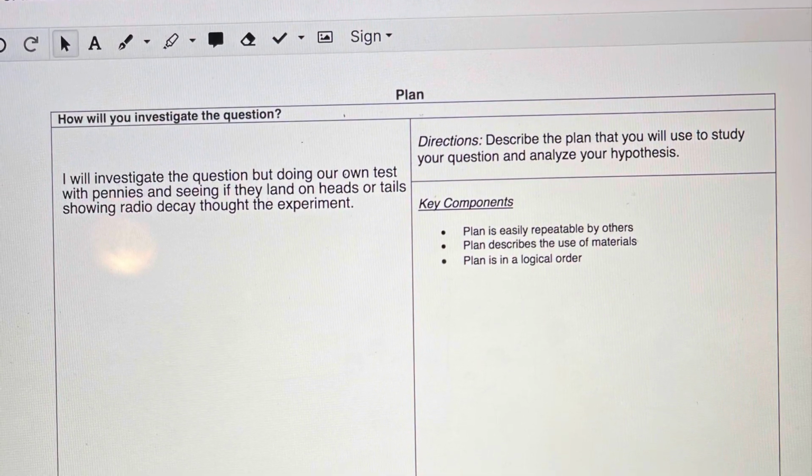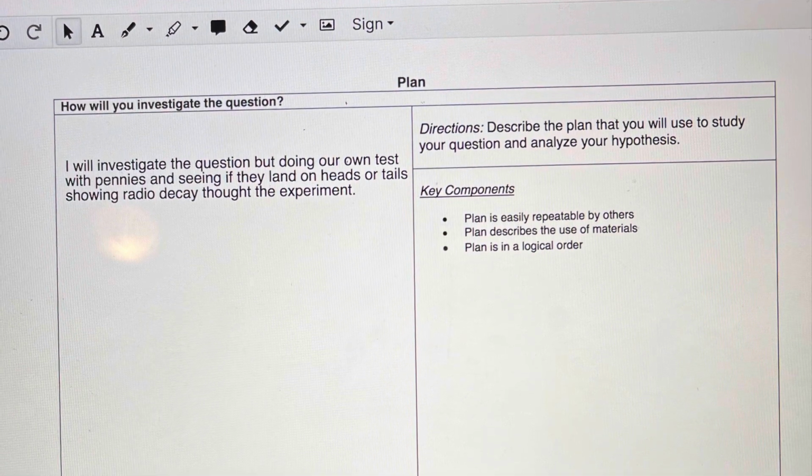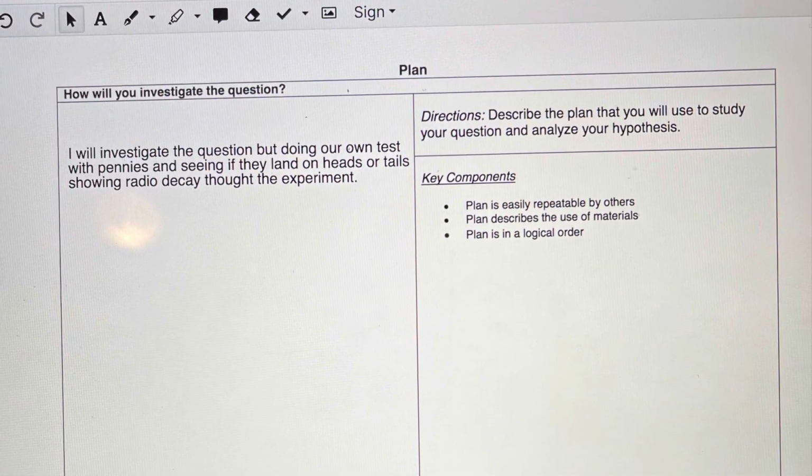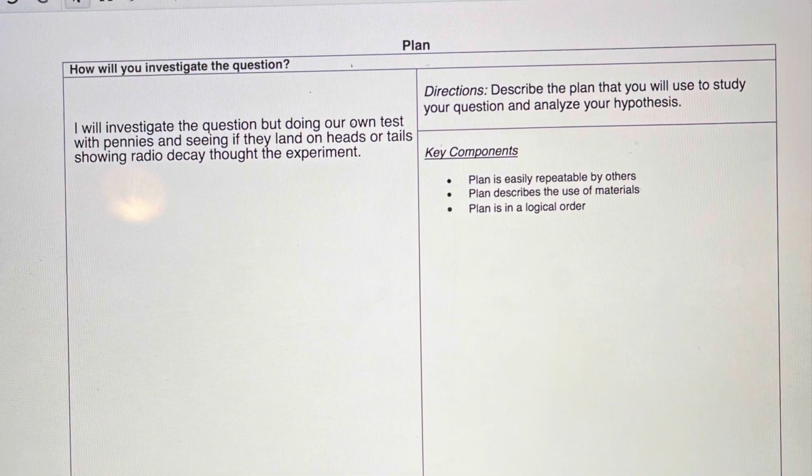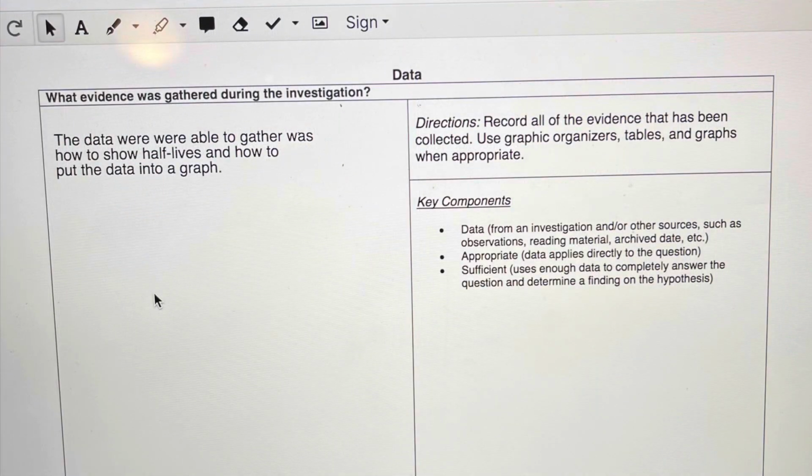How will you investigate the question? I will investigate the question by doing our own test with pennies and seeing if they land on heads or tails, showing radioactive decay throughout the experiment. What evidence was gathered during the investigation? The data that we were able to gather was how to show half-lives and how to put the data into a graph. Conclusion: I learned from this how radioactive decay works because we showed there was a 50-50 chance of it not living no more.